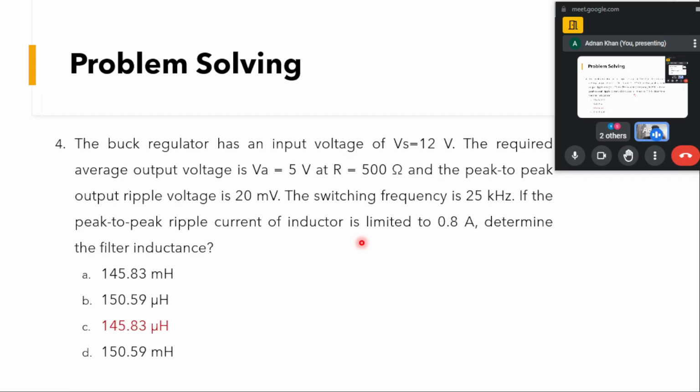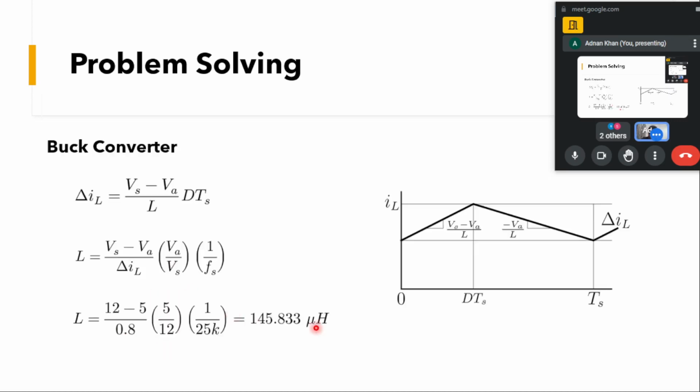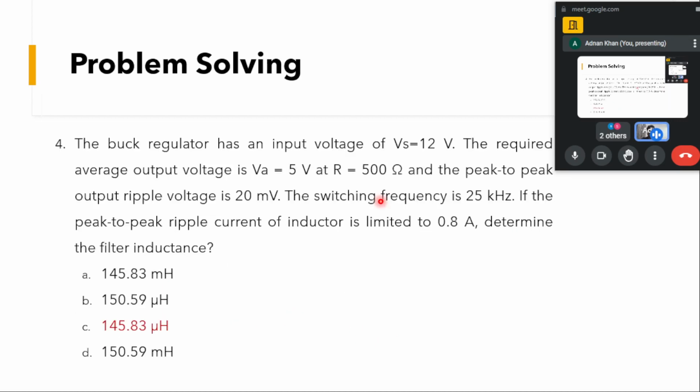So I think therefore option C is correct, 145.83 microhenry. If you take 145.83 millihenry instead, then the ripple will be reduced 1000 times, since milli is 1000 times larger than micro. It will be a very minimal limit.